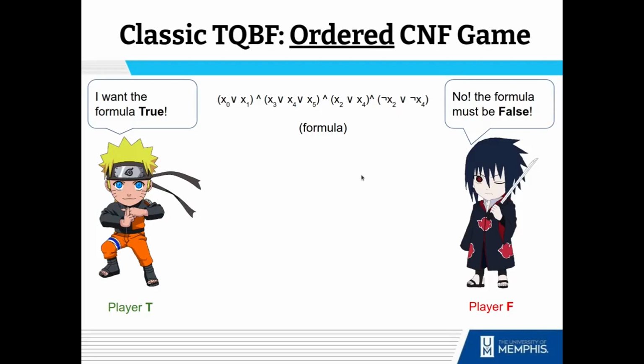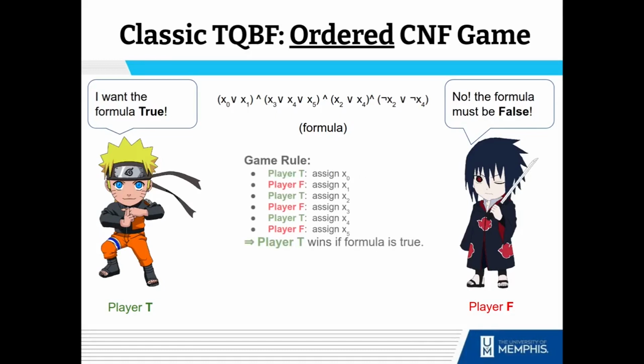So let's take a look at the game version of TQBF. We call this game the ordered CNF game. The idea is we have two players, player T on the left, player F on the right, and there is a CNF formula in the middle. The rule of the game is player T wants the formula true and player F wants the formula false. At the beginning player T assigns a value to x0, then player F assigns a value to x1, then they alternately take turns, and the important thing here is the order of the variables is fixed. This is why we call this game the ordered CNF game.